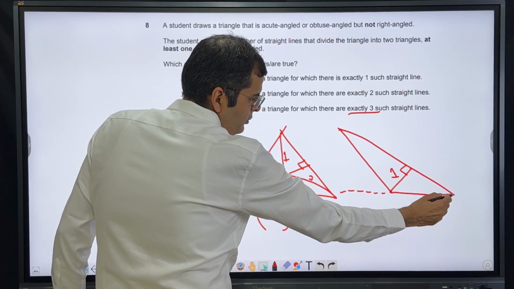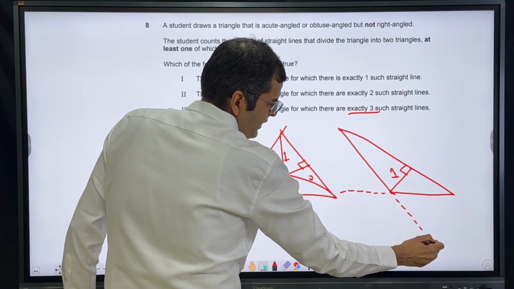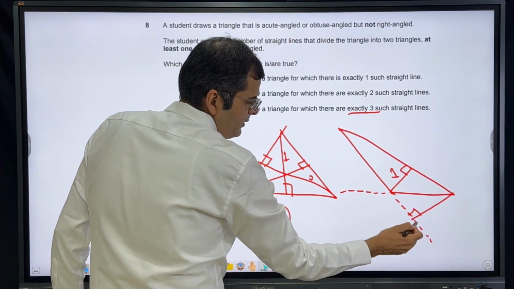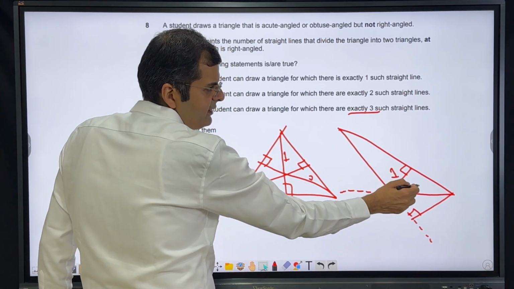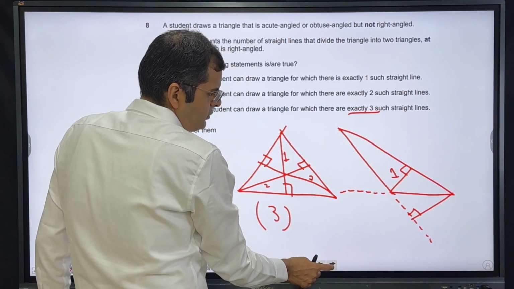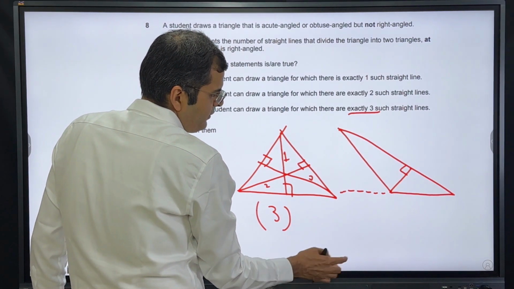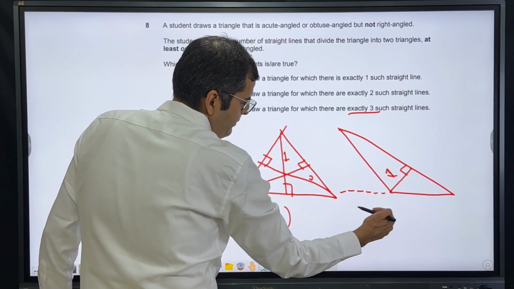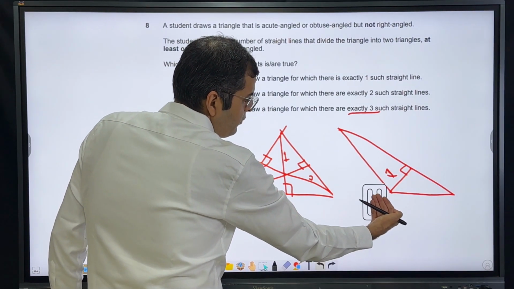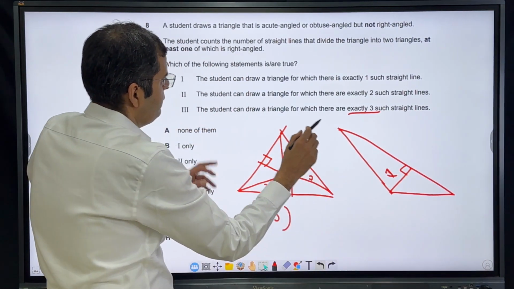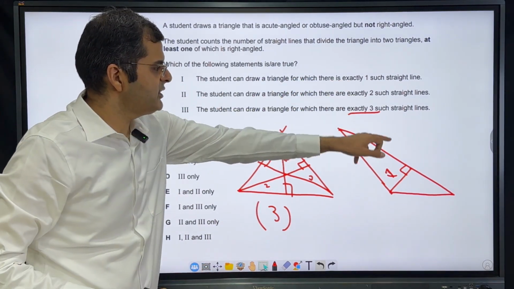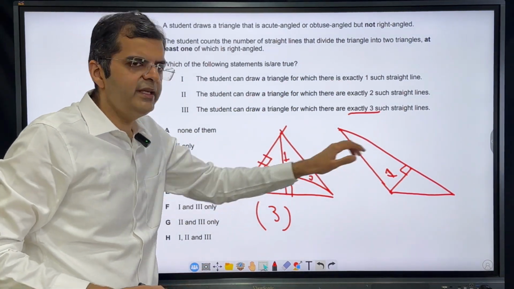Similarly, from here, if I have to drop an altitude, I need to extend this line and drop an altitude here. Again, this altitude is not dividing this triangle into two parts. So I might think that I have only one option from here, and I might go and mark 1 as the answer, because 1 is definitely sure that there is one such straight line that is possible. Here there are 3, here there is 1.